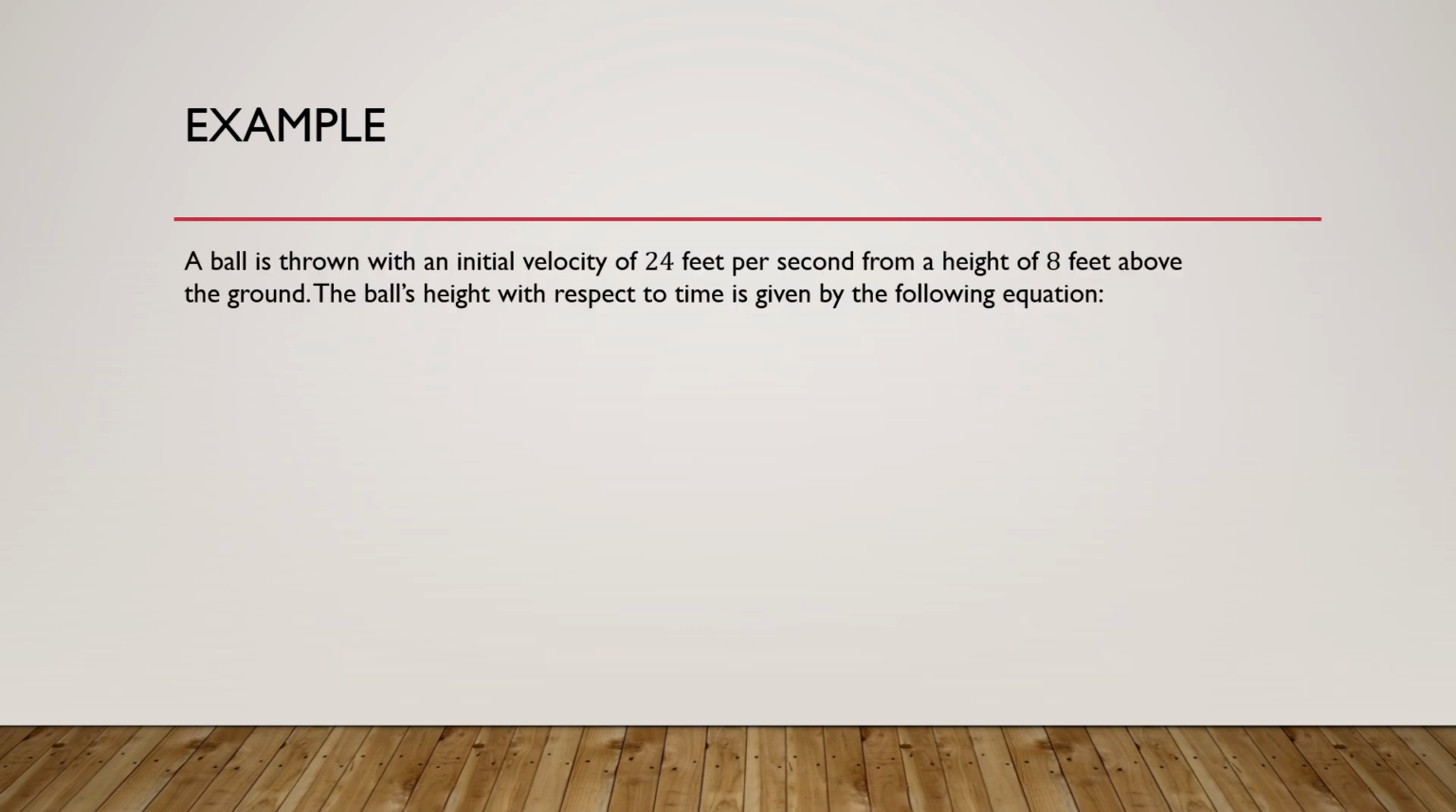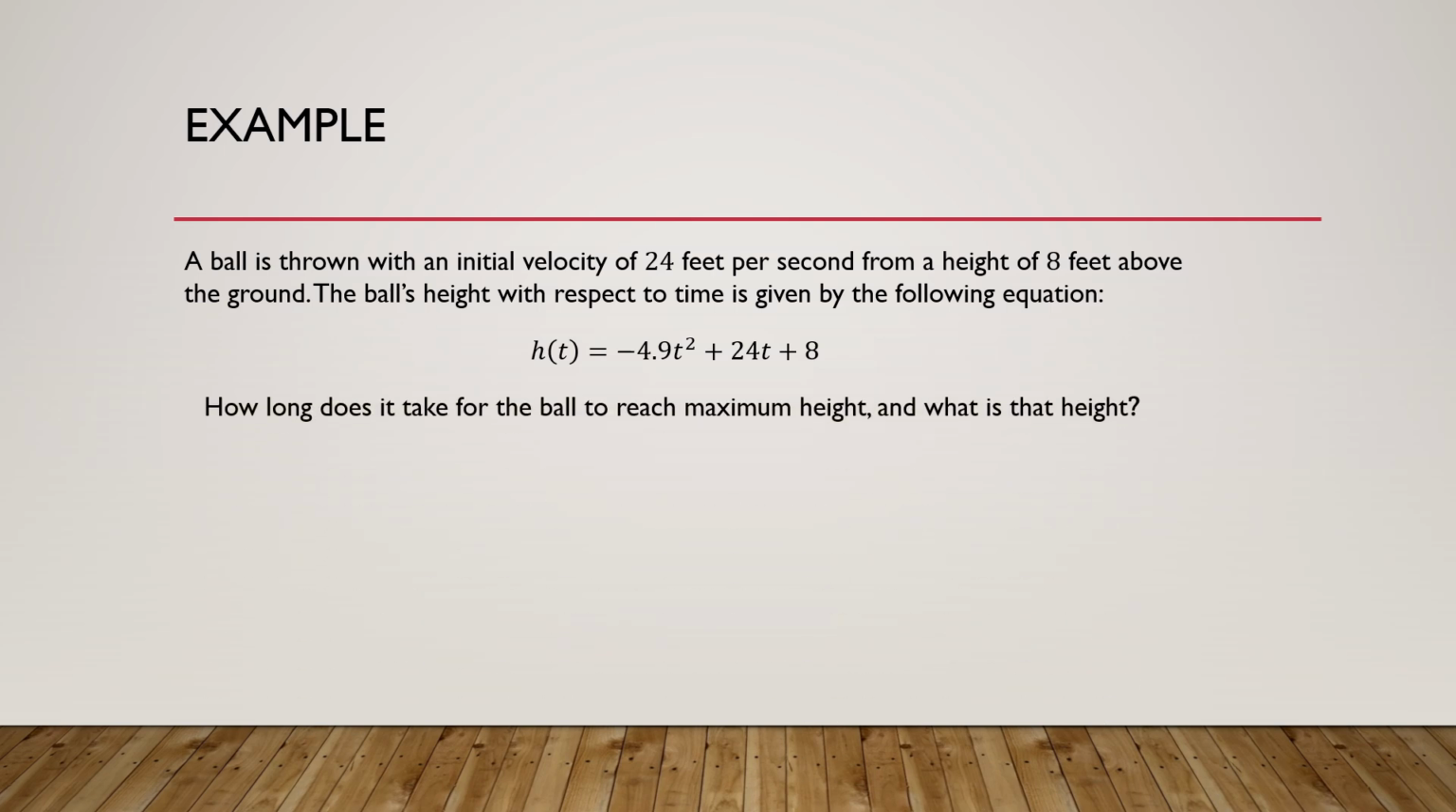A ball is thrown with an initial velocity of 24 feet per second from a height of 8 feet above the ground. The ball's height with respect to time is given by the following equation. H of t equals negative 4.9 t squared plus 24t plus 8. How long does it take for the ball to reach its maximum height, and what is that height? Any object whose movement is affected by gravity will follow a parabolic path. This question can then be solved by understanding the vertex of the parabola described by the equation.